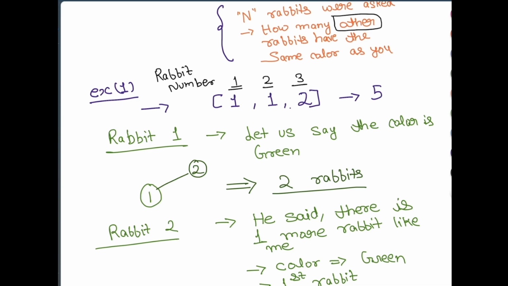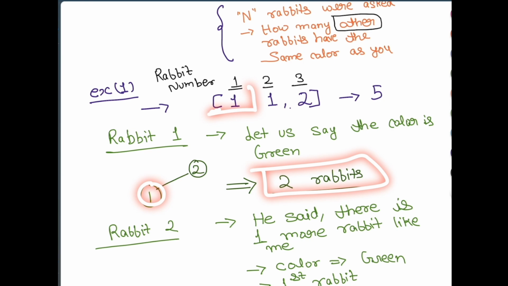Now again, coming back to the answer which we have got from this rabbit number 1, that there is 1 more rabbit who has the same color as me. So we have one rabbit, this rabbit number 1, to whom we have asked the question, and the answer is 1. It means there is another rabbit who has the same color, that is color green. So till this point, how many minimum number of rabbits do you know are there in the forest? It's 2.